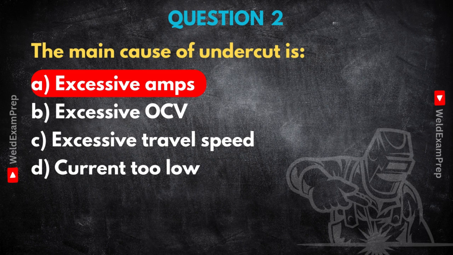Too much current. Yep. When the welding current, the amperage, is cranked up too high, that arc gets incredibly hot, very powerful. It's like it's digging too aggressively into the base metal right beside the weld toe. It literally melts away some of that parent material. Then as the weld pool cools and solidifies, it doesn't quite fill back in that little groove it just melted out. And that leaves you with a notch or a channel along the edge of the weld.